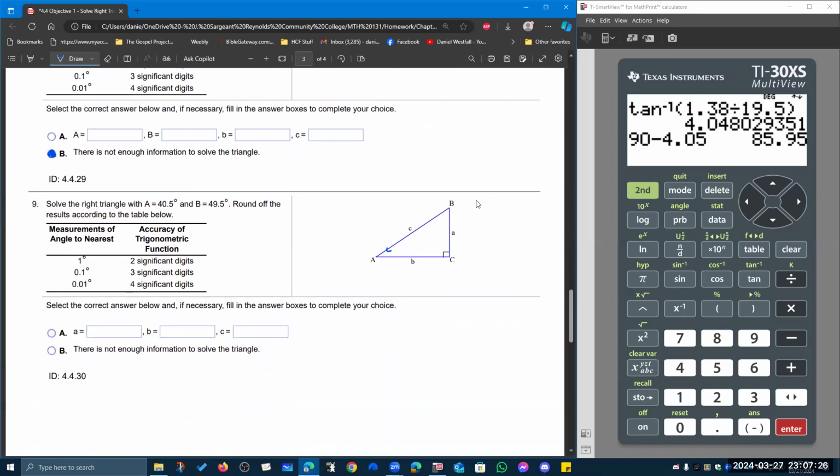A is 40.5 degrees. B is 49.5 degrees. Okay. And then that can give me some proportions to know all three angles, but I can't figure out the sides without at least one of the sides. So there's not enough information to solve that triangle either.